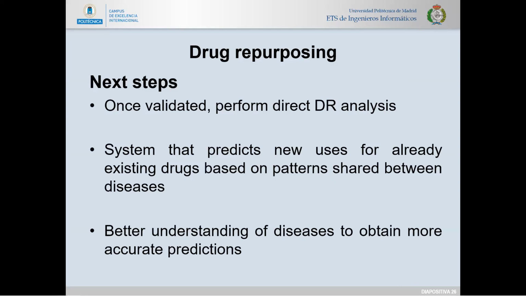Once we have this, that is kind of validating the indirect analysis of drug repurposing, we can do the direct one, the other way around. It would be great if we could have a system that predicts the new uses for already existing drugs, but not only predicts it, but gives us a percentage or probability of being repurposed. But this is what we are developing right now in the lab.